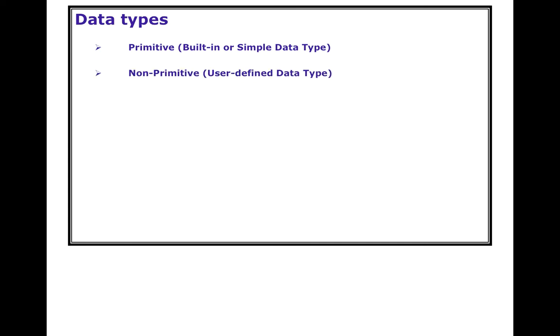Now if you talk about Java, all the data types in Java are broadly divided into two categories. The first category is called primitive or built-in or simple data type. The second category is called non-primitive or user-defined data type. We'll talk about user-defined data type when we do chapter number 4. Right now, let's talk about primitive or built-in data types. These primitive data types are called built-in data types because they are built inside the compiler. You, the programmer, do not need to create the built-in data type.